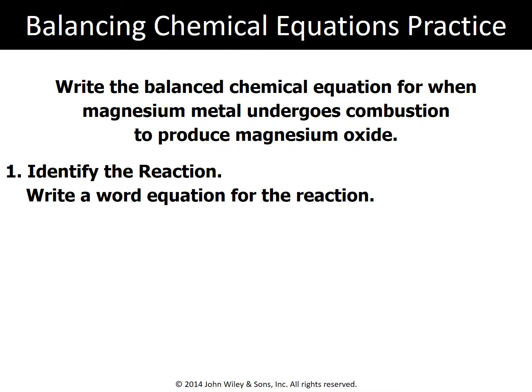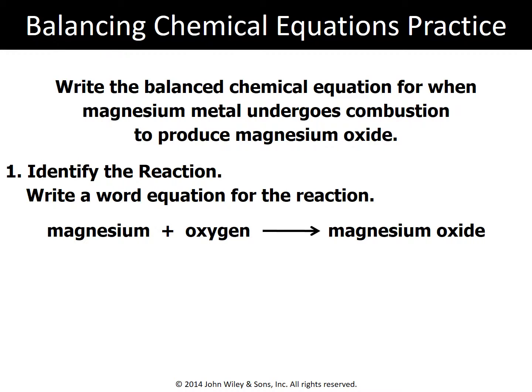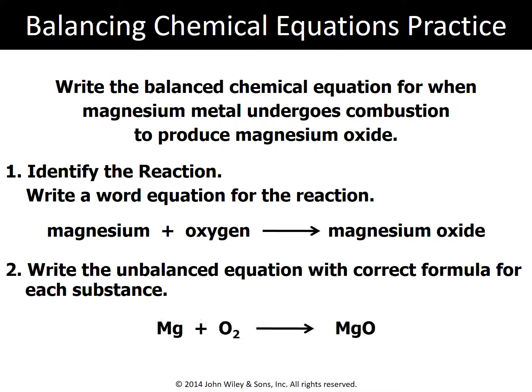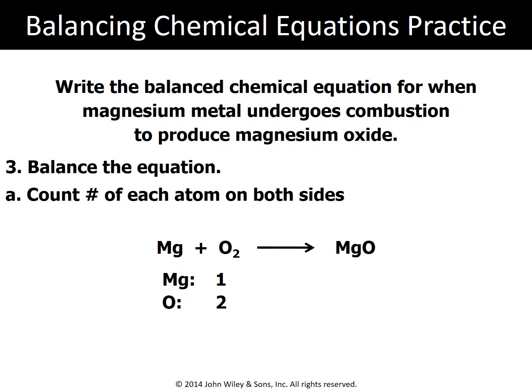More practice. Here we're going from magnesium metal undergoing combustion to produce magnesium oxide. It's the same reaction as the last one, only in reverse. So we'll have Mg plus, again, oxygen being one of our diatomic elements, O2, yielding magnesium oxide, MgO. Again, you can see we have our same problem: 2 oxygen atoms on our left and 1 oxygen atom on our right.